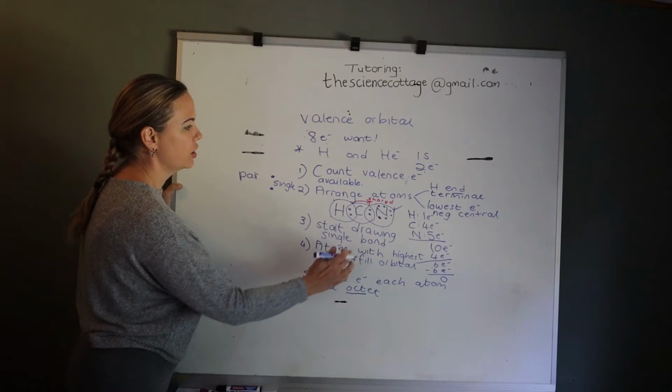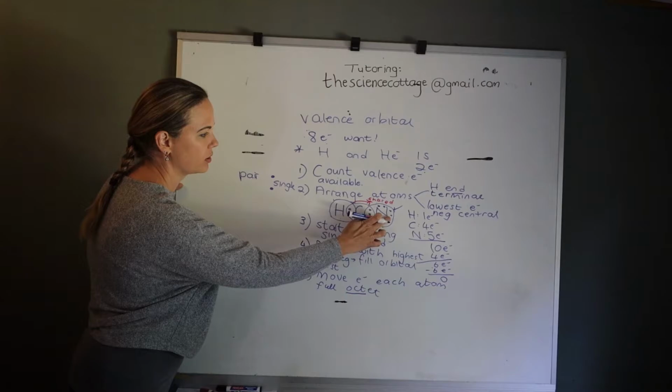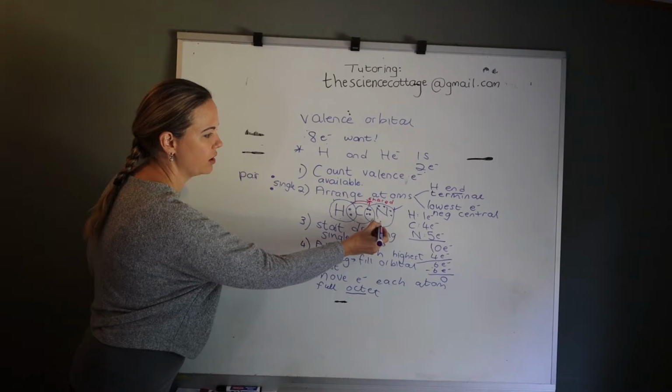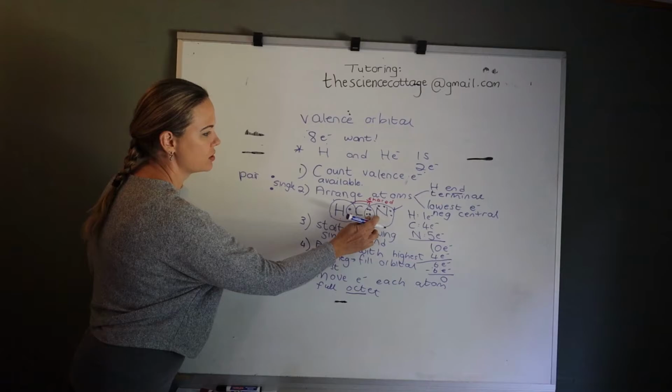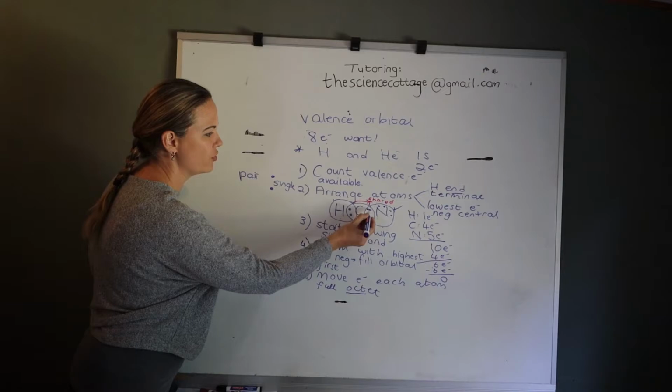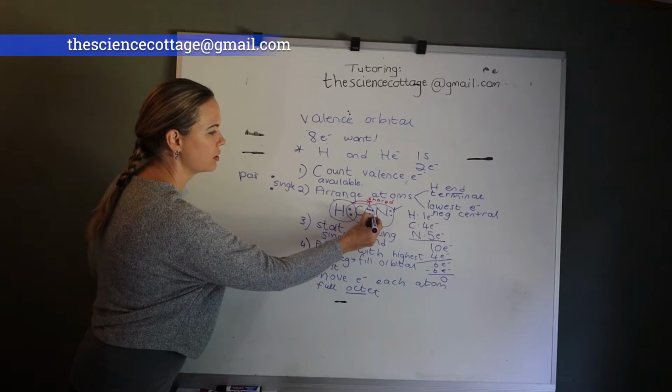So what I'm going to do is move the electrons that are around the nitrogen and share them with carbon. So I'm not taking them away, they are still in nitrogen's orbital, they are just shared now with carbon. So nitrogen still has 1, 2, 3, 4, 5, 6, 7, 8 electrons, and carbon now has 1, 2, 3, 4, 5, 6. Still not happy. You're going to move those two as well. Didn't take them away from nitrogen, just shared them with carbon.